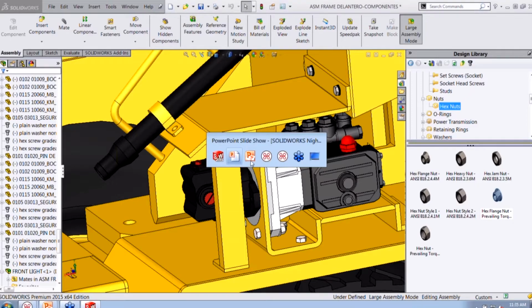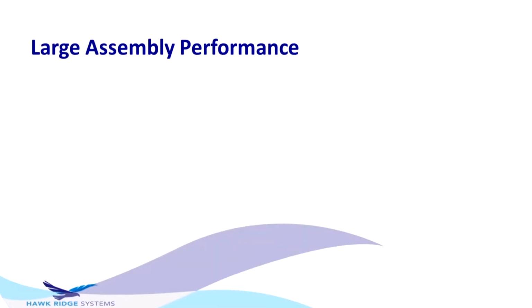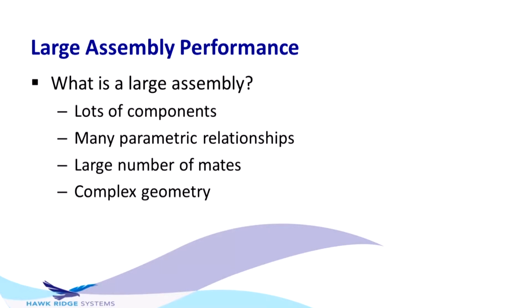The next step, I want to go ahead and talk about large assembly performance. So really, what is a large assembly? It's essentially a lot of components. It can vary from a couple hundred to a couple thousand, and they have parametric relationships to one another, and a large number of mates, top-level mates within the assembly, sub-assemblies, and just complex geometry.